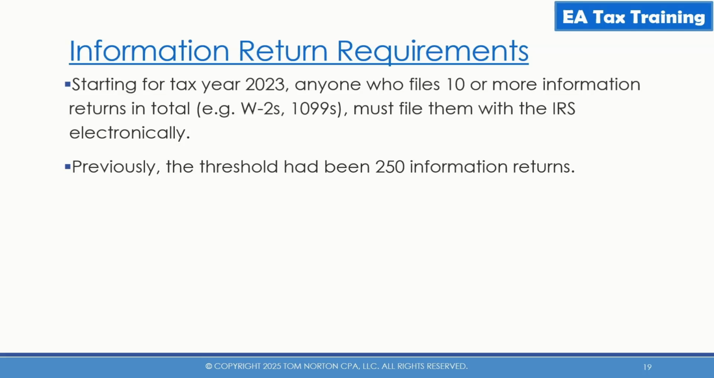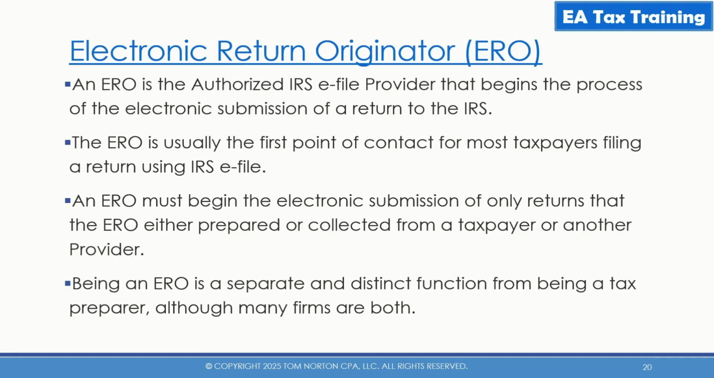As we stated in part 2, anyone who files 10 or more information returns, the W-2s, 1099s, must file them electronically. It used to be 250 or more, but starting with the 2023 tax year, it went down to 10, and that's total. So if you've got 3 W-2s and 7 1099s, that is 10 information returns. You must file them electronically. So the electronic return originator, what's it all about?